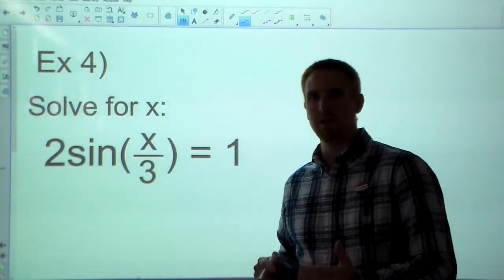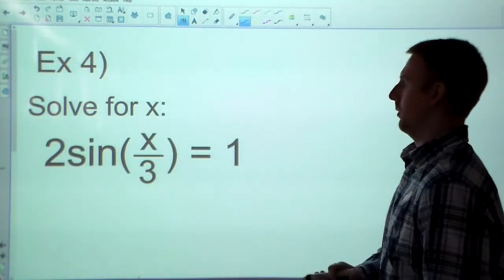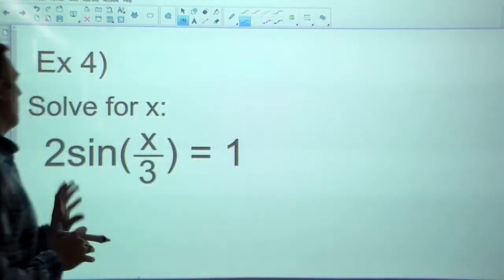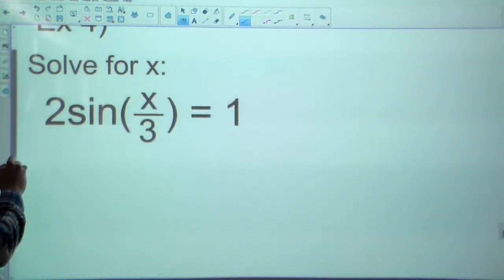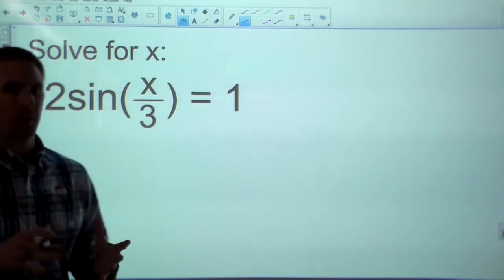With solving equations, I'll give you a couple more examples. These are a little more in depth than the ones from the first day. So solving for x, here's our equation. I'm going to reiterate something I've said a few times.